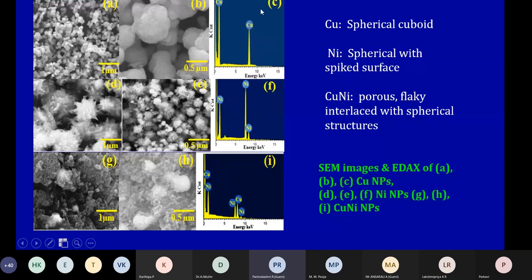This is an EDAX spectrum. EDAX is nothing but energy dispersive X-ray analysis. It shows whether the compound is present, or the mass of the compound. From this EDAX spectrum we identified that copper and nickel are present, and both metals of the bimetallic are present in this copper nickel nanoparticle.